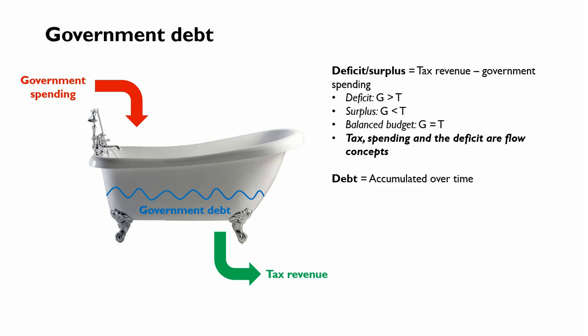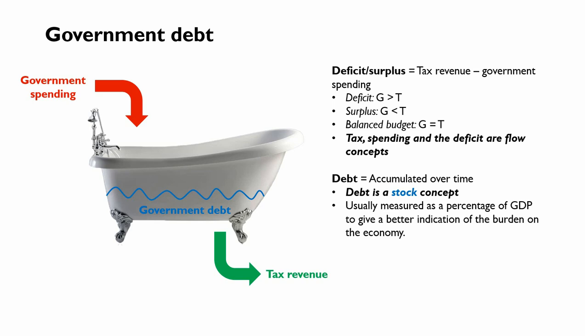Whereas the amount of debt is a stock concept. It's accumulated over time. If we run a deficit, the debt will keep going up and up and up. And it's therefore something we call a stock concept, like the water in the bathtub. We often measure debt as a percentage of GDP, because that gives us a better indication of the burden of that debt on the economy over time between different economies. The crucial thing to make sure you've understood first is the difference between a flow and a stock. A flow is something that is moving over time. A stock is something that accumulates.